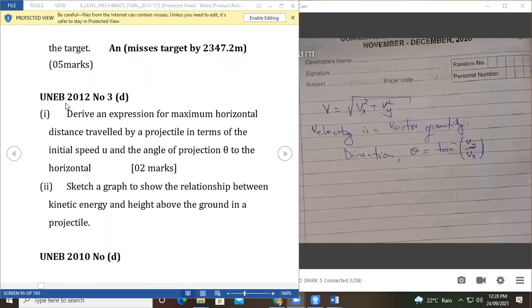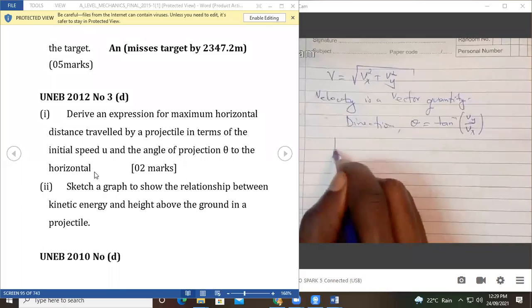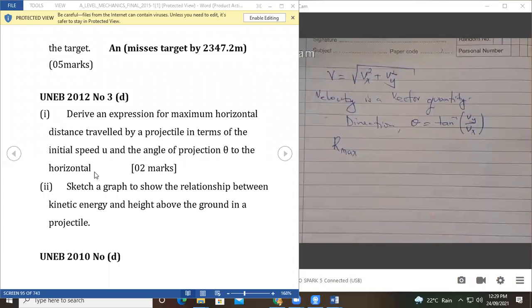This is UNEB 2012. They're saying derive an expression for the maximum horizontal distance traveled by a projectile in terms of its initial velocity u and the angle of projection theta to the horizontal. Members, what do we want you to derive? What is that distance called? Maximum horizontal distance. That's our maximum range.